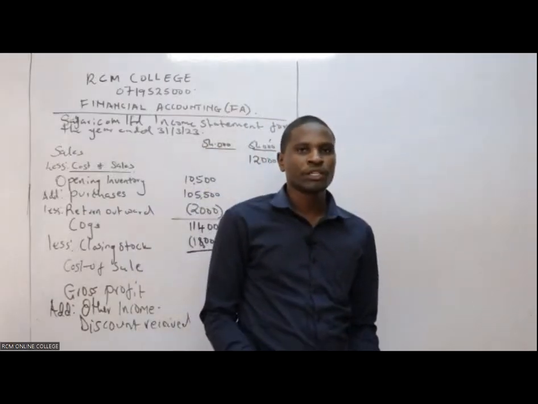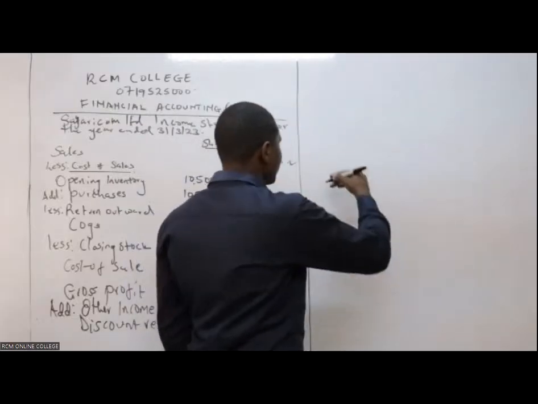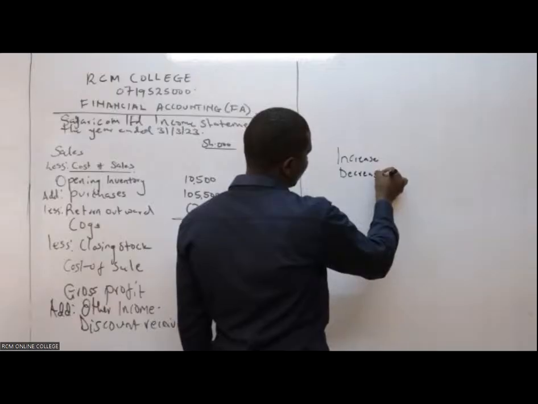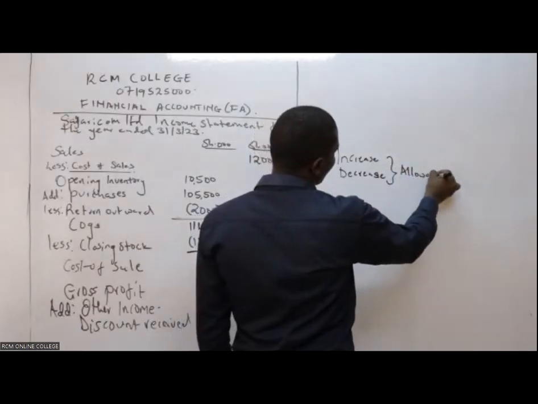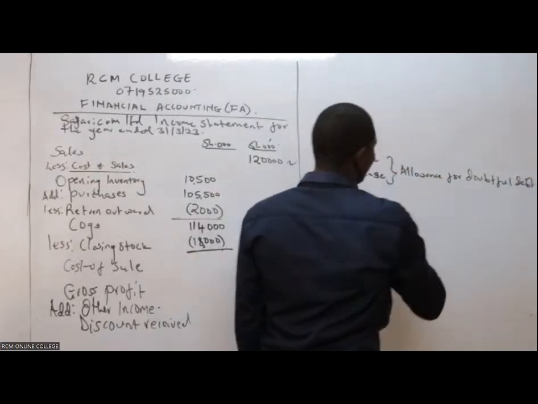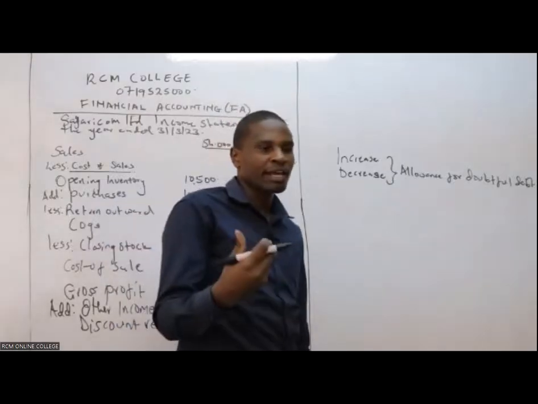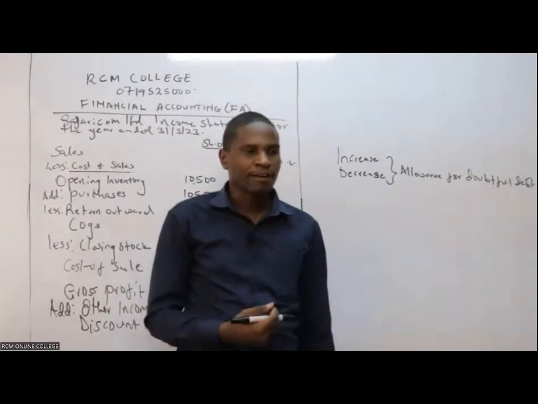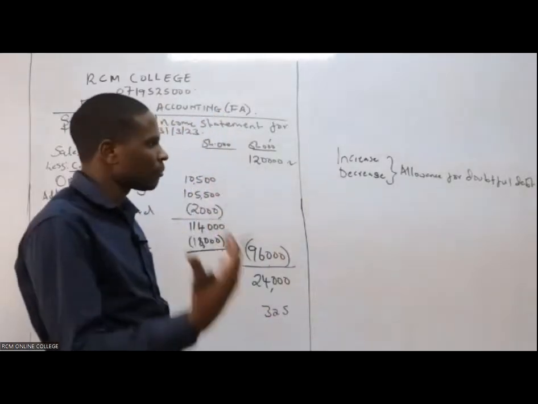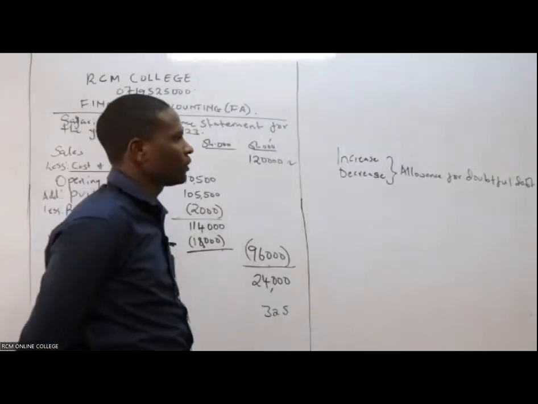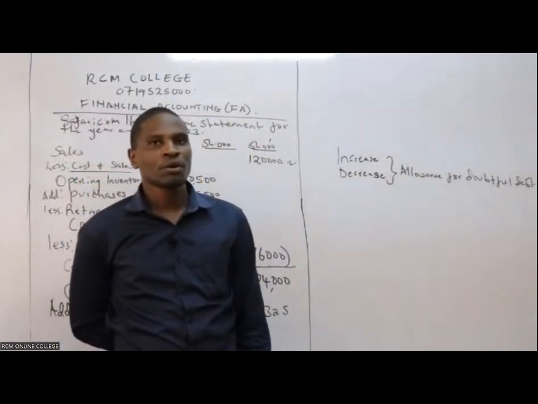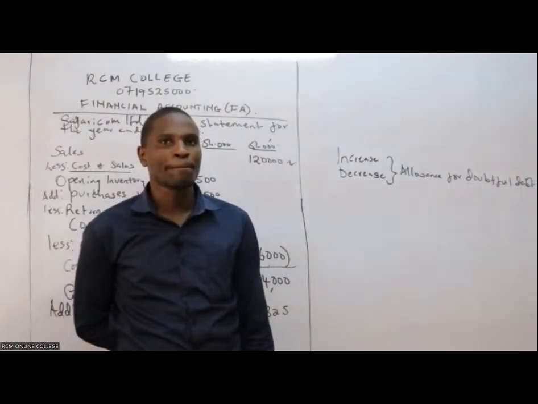Now, I want to ask a question here. We have an increase and a decrease in allowance for doubtful debt. Between the two, which one is an income and which one is an expense? Very important information here. Let us go slowly, there is no pressure here. Which one falls under income and which one falls under expense, before we even compute this?